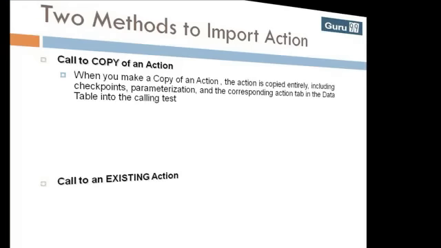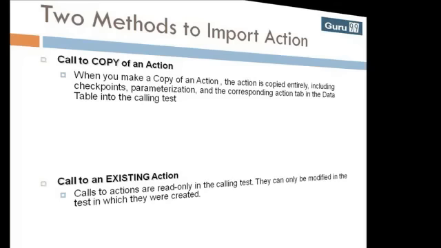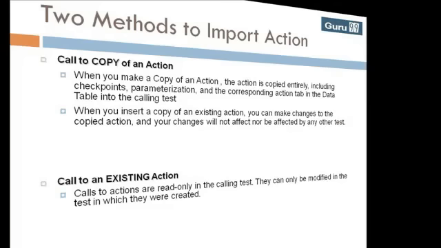When you make a copy of an action, the action is copied entirely, including checkpoints, parameterization, and the corresponding action tab in the data table into the calling test. When you insert a copy of an existing action, you can make changes to the copied action and your changes will not affect or be affected by any other test.